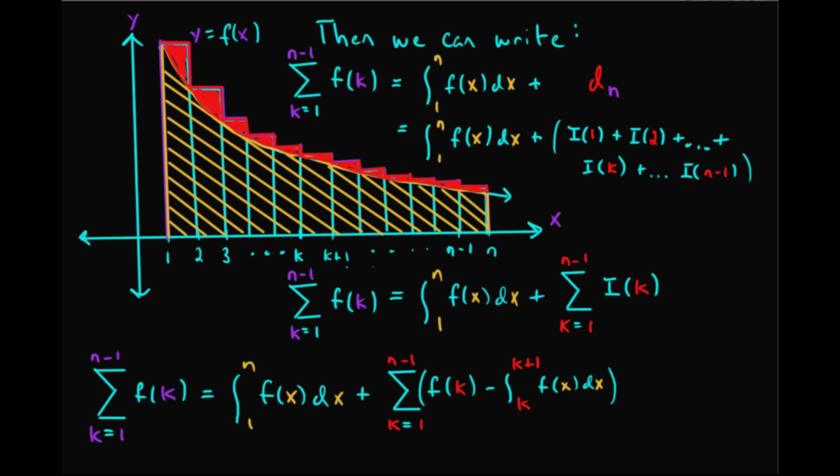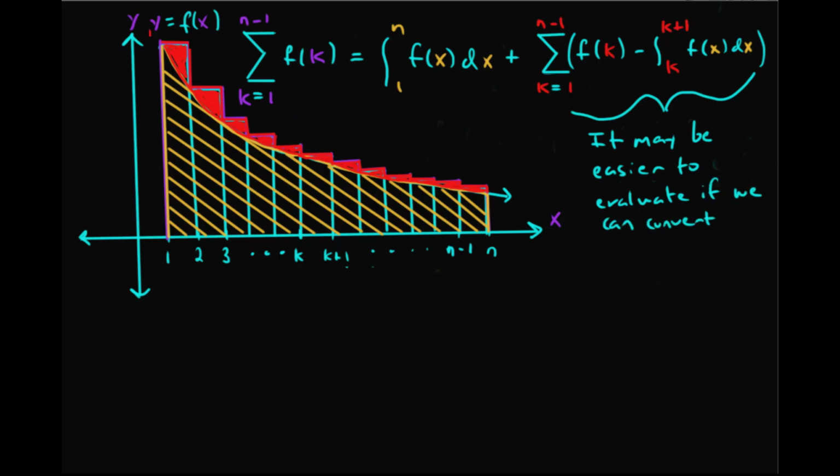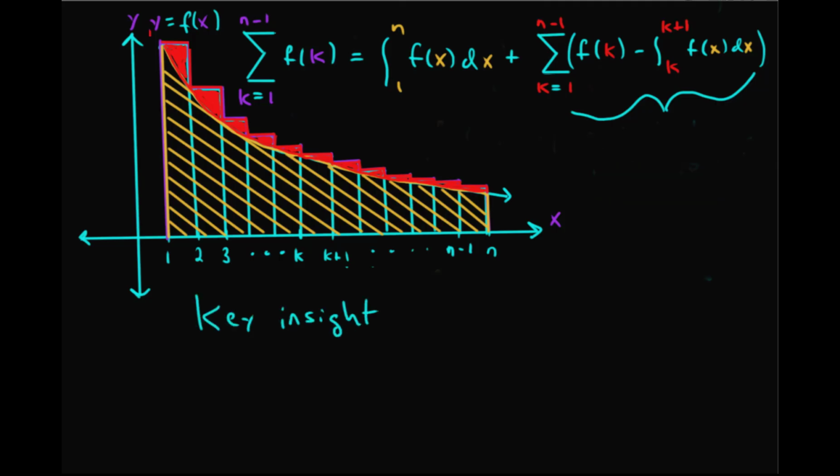So I'll just move that expression to the top line here, and now I just want to focus on the second part of the right-hand side of the equation, that sum of the difference between f of k minus the integral from k to k plus 1 of f of x dx. And it might be easier to evaluate that difference if we consider it as just one integral. And to do that, we have to have the key insight, which is that f of k itself can be expressed as an integral.